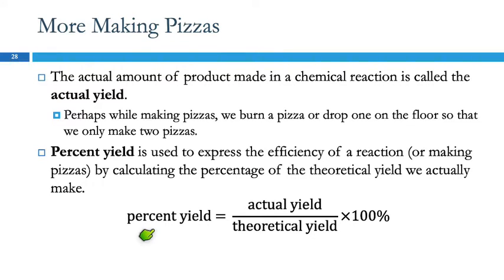So this is the equation for percent yield. It's the actual yield divided by the theoretical yield times 100. So if we made 3 pizzas like we were supposed to, we'd have 100% yield, 100% efficiency. It'd be perfect. Right? If we end up with 2 pizzas, then that'll be 2 pizzas divided by possible 3. So that's going to be 67%. Any questions?